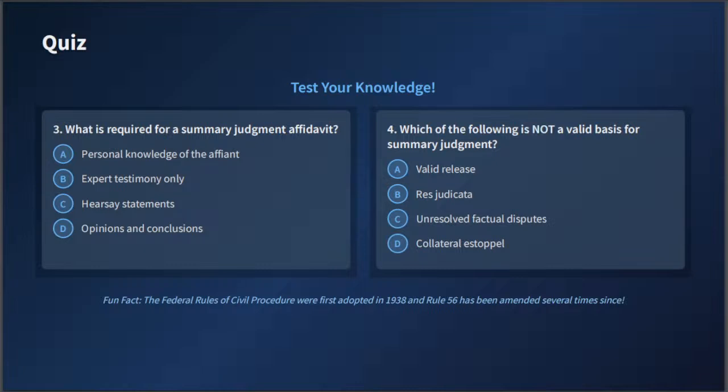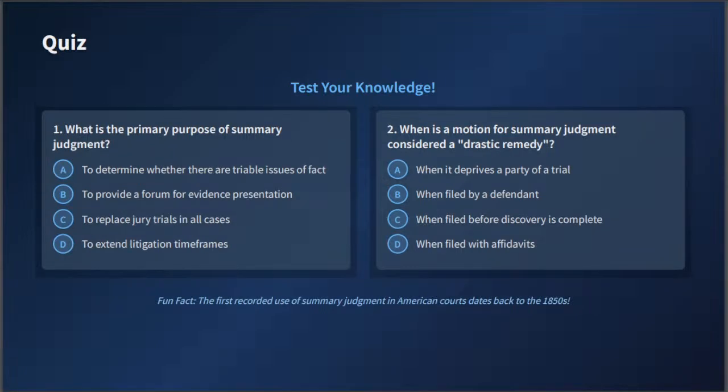So we have unresolved factual disputes. That would mean that because there are unresolved factual disputes, there would be no basis for summary judgment. Okay, if we had a valid release, would that be a basis for summary judgment, or res judicata, or collateral estoppel? All right.